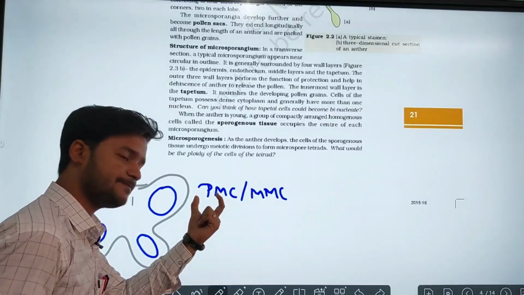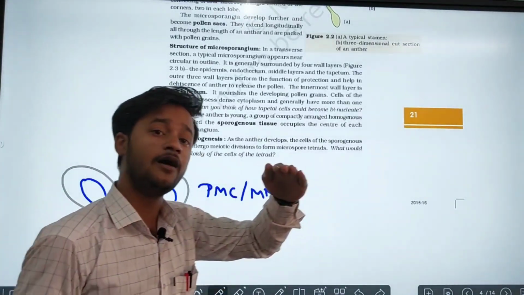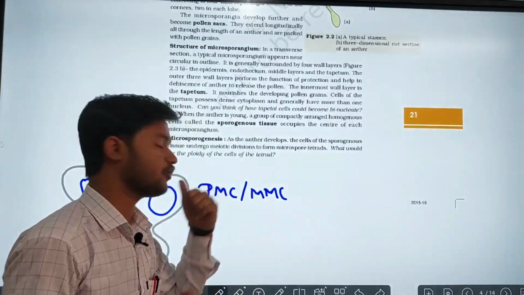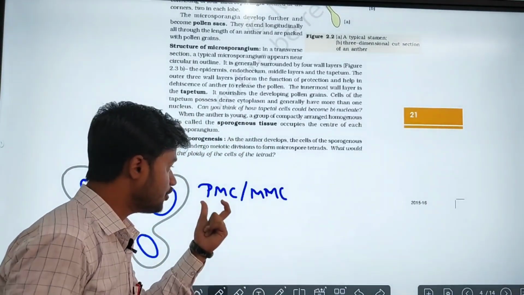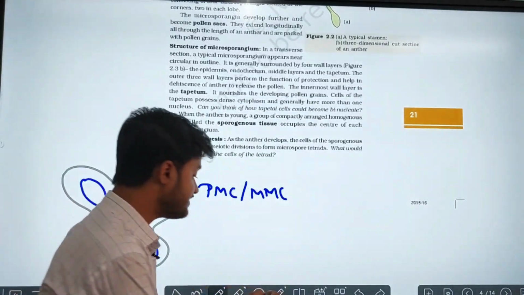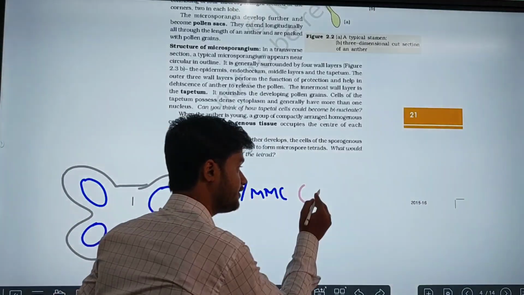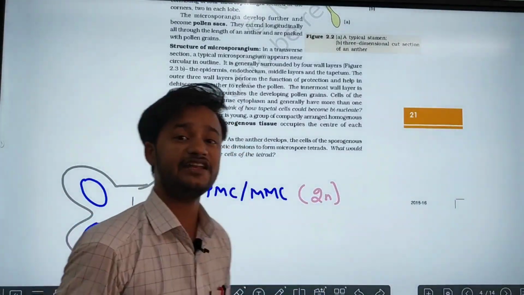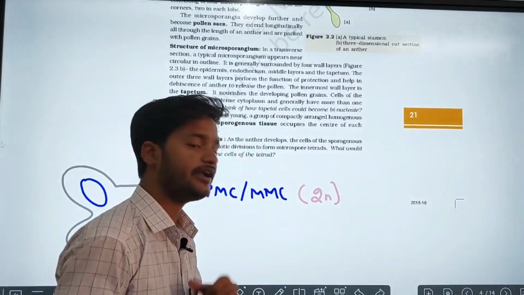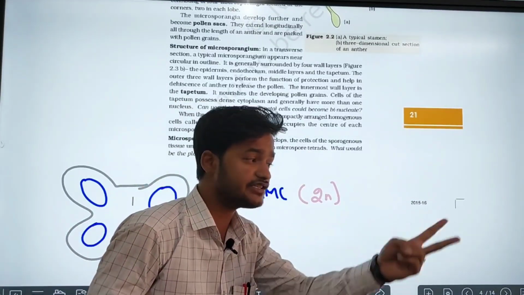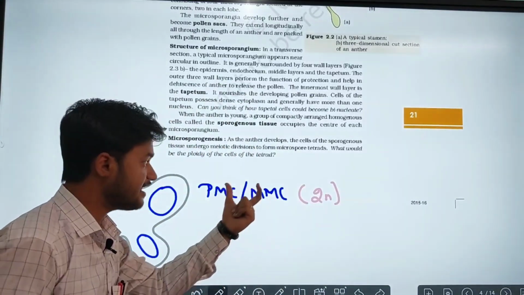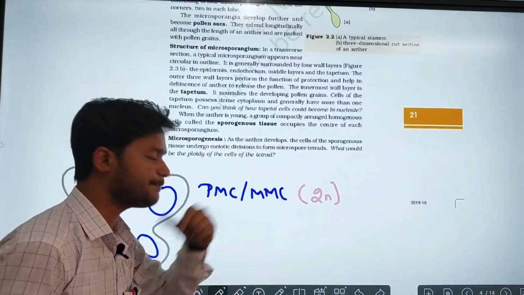PMC, the pollen mother cell, is also called the microspore mother cell because microspores are commonly called pollen grains, right? So the pollen mother cell or microspore mother cell is diploid in nature. It contains 2 sets of chromosomes. Because it contains 2 sets of chromosomes, the pollen mother cell and microspore mother cell are diploid in nature.